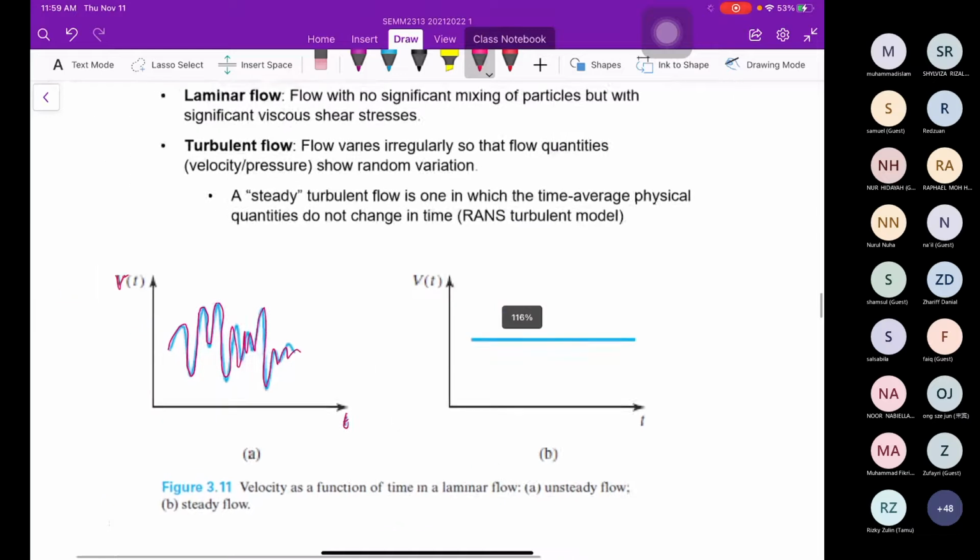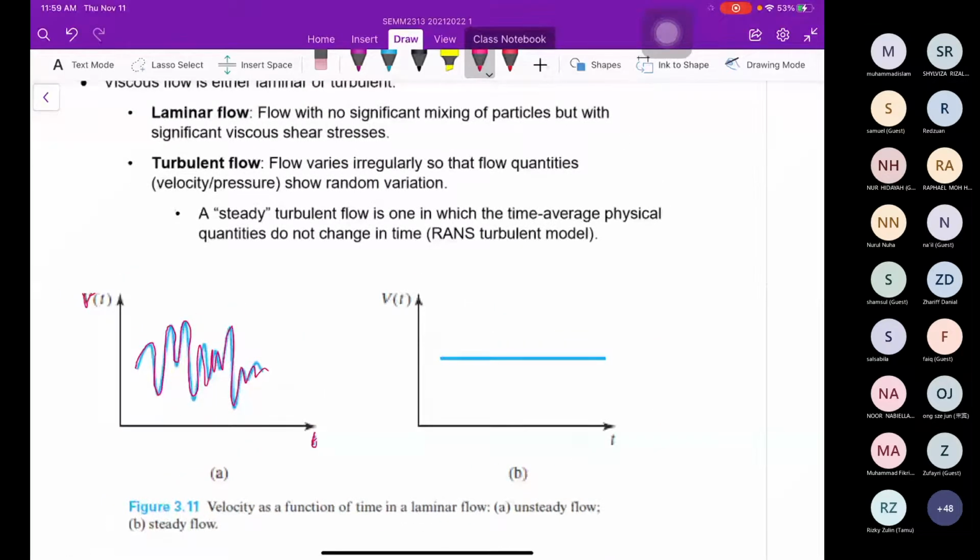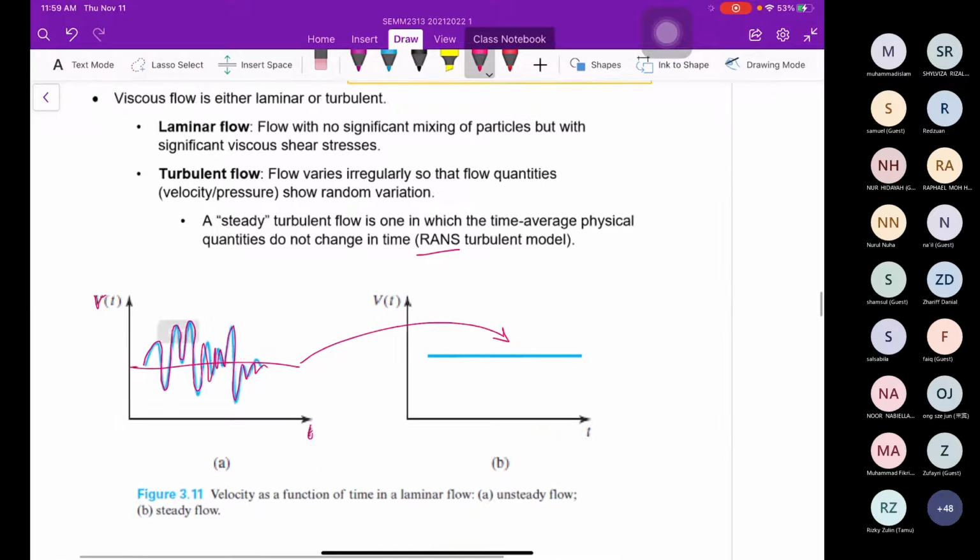Sometimes scientists or researchers have difficulty calculating the unsteady flow. So what they do is they normalize, they average the flow. We call it the time average physical quantity. So they use the RANS method. RANS refers to the Reynolds-averaged Navier-Stokes turbulence model. They average this, and it will become like this. Even though it is turbulent, we can do the calculation after we average the flow.